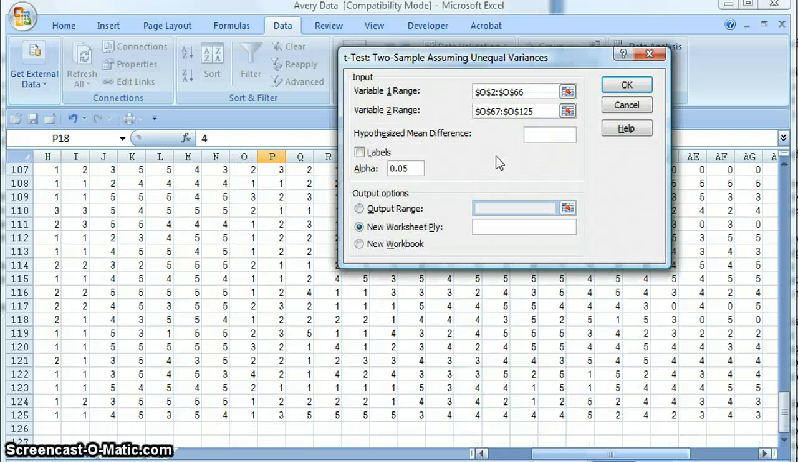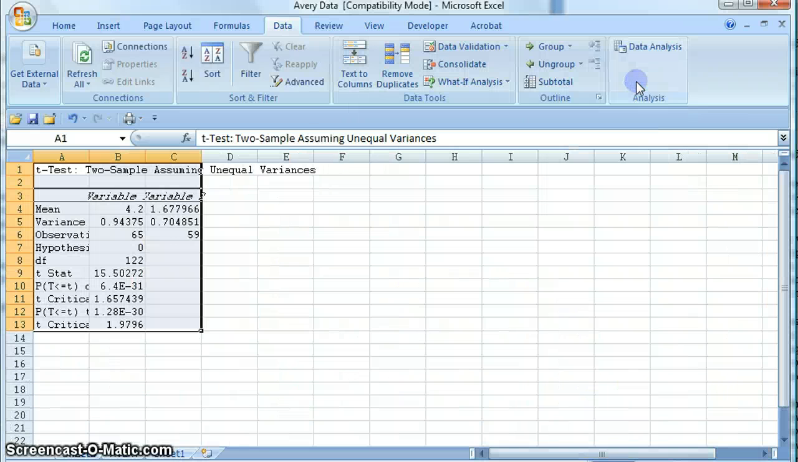We are hypothesizing that the mean difference is 0. We want to know if the male and female response was the same. We do not have labels in this case. I did not select the labels as I was dragging across the data, so we will just click OK here.